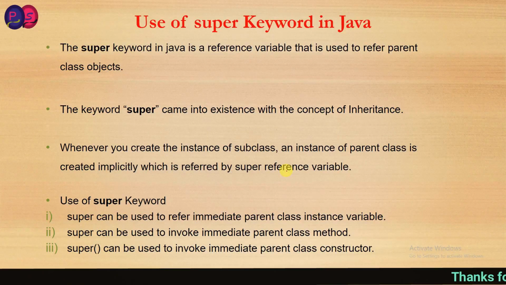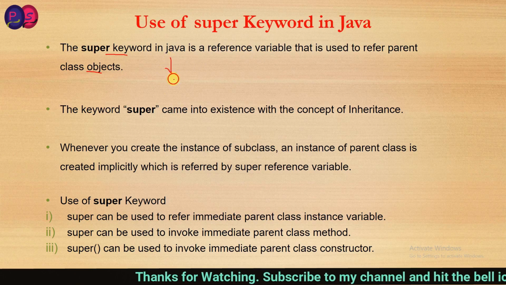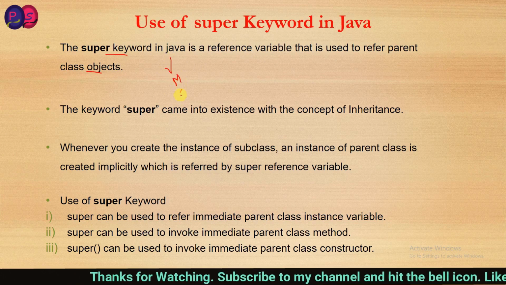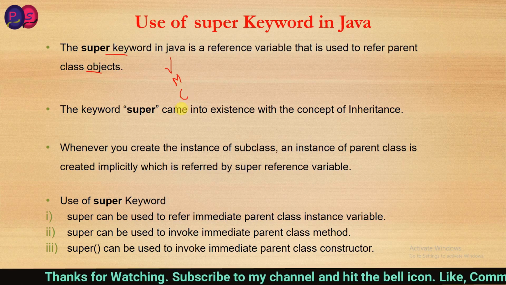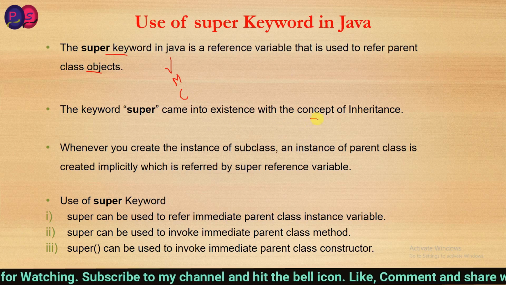So we will see what is the use of super keyword in Java. The super keyword in Java is a reference variable that is used to refer to parent class objects. Means what? It is used to refer to instance variables, that is fields, instance methods and constructors of the parent class. So it came into existence with the concept of inheritance.